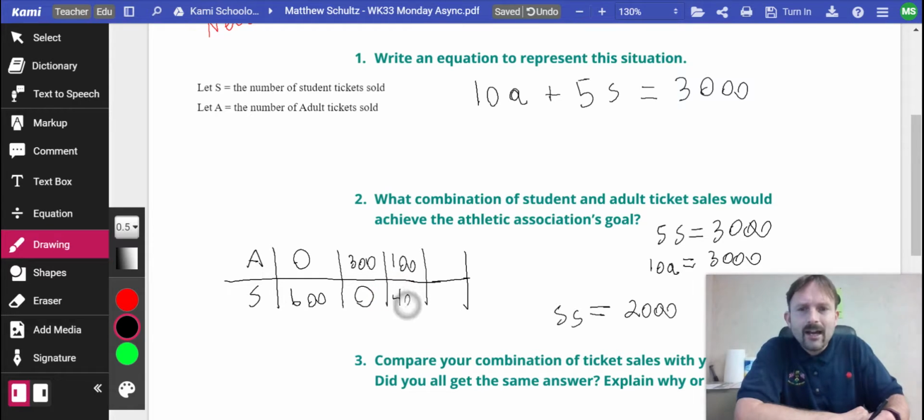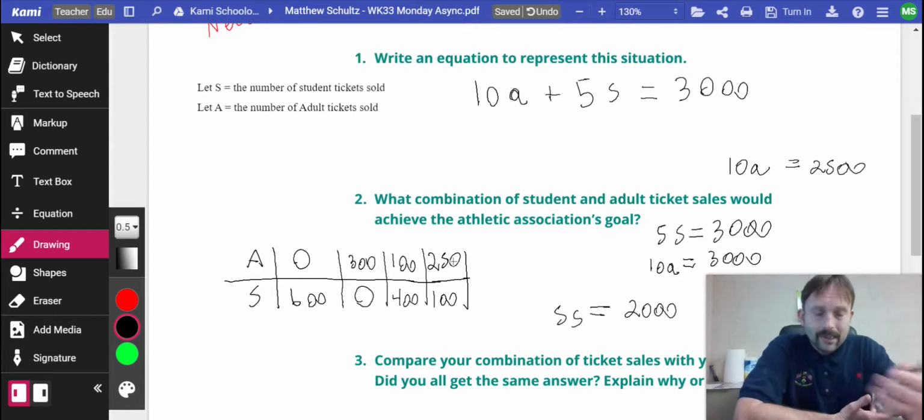What if I plug in 100 for the student tickets? That'd be 500, and if I subtract on both sides, 2,500 will equal 10A, $10 times the number of adult tickets. If I divide by 10, I get 250.